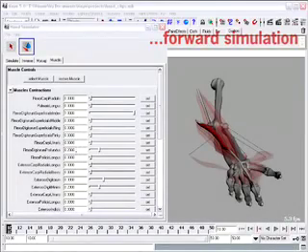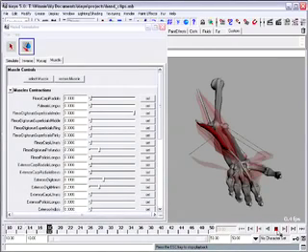We now simulate flexing the index finger by setting contraction values for the responsible muscle groups. Note the sympathetic motion generated between the fingers on playback.